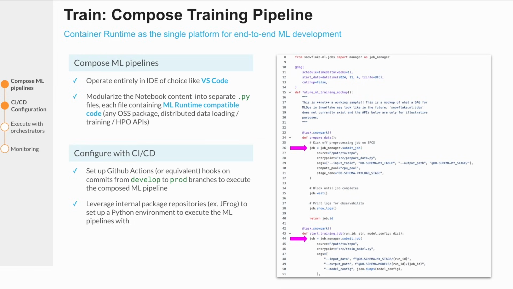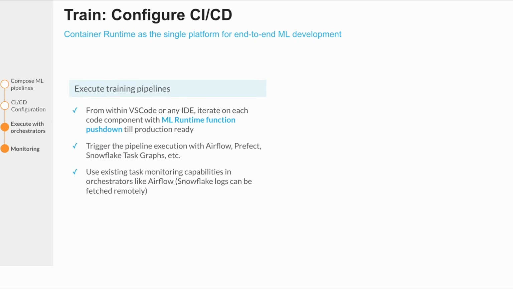For configuration of CI/CD, set up GitHub Actions or an equivalent to trigger pipeline execution on commits from development to production branches. And you can leverage internal package repositories like JFrog to create a Python environment that enables smooth execution of ML pipelines. As for CI/CD, you can execute training pipelines directly from VS Code or any IDE, iterating on each code component with ML runtime function pushed down until production ready.